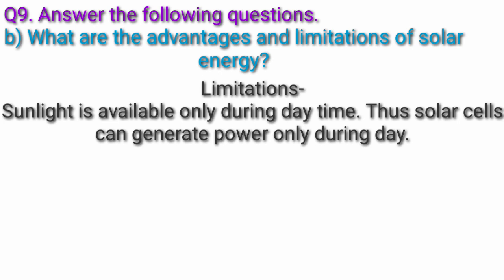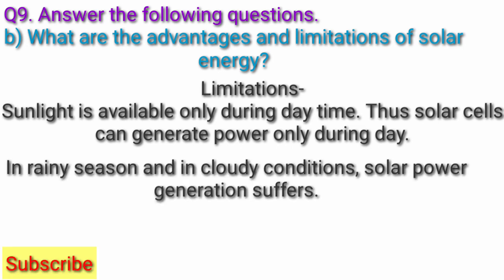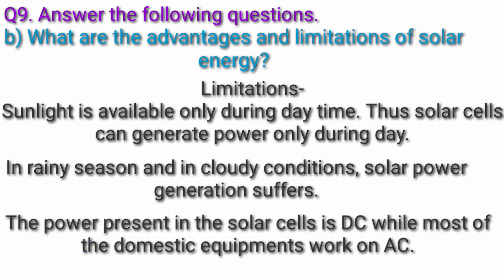Limitations. Sunlight is available only during daytime. Thus, solar cells can generate power only during the day. In the rainy season and in cloudy conditions, solar power generation suffers. The power produced by the solar cells is DC, while most of the domestic equipment works on AC.